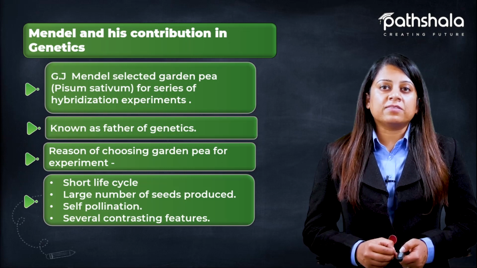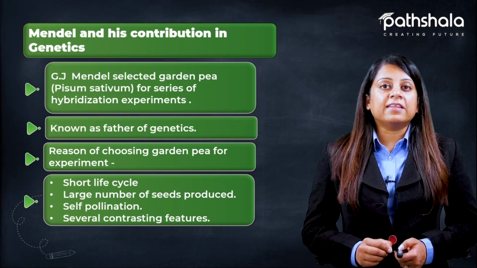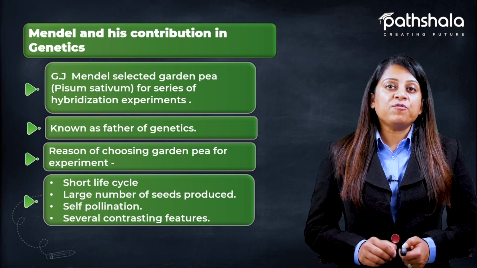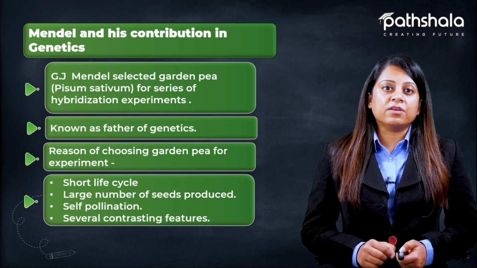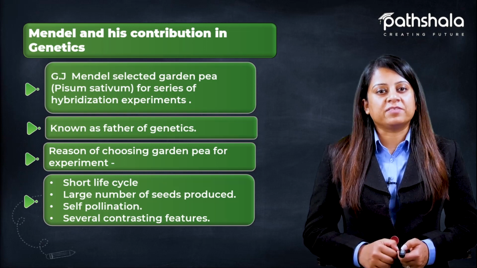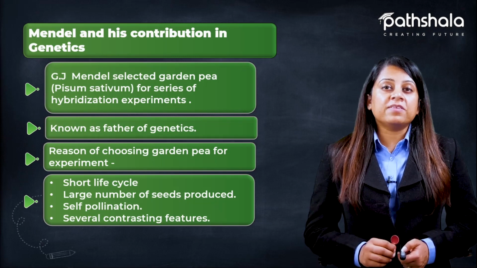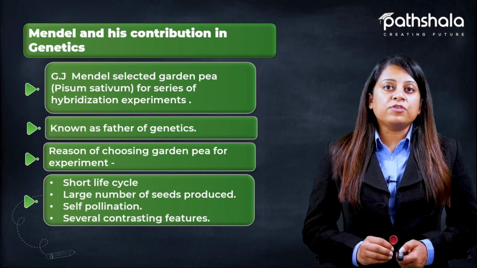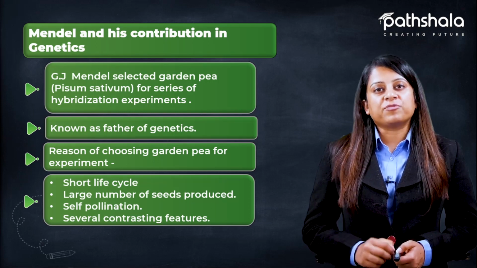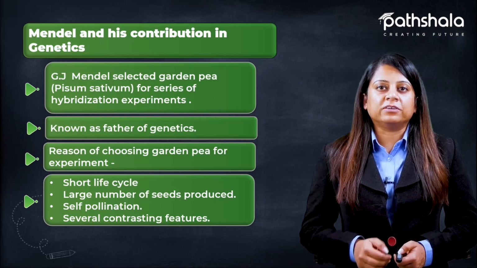Another reason is that it produces a large number of seeds. And next is that this plant is having bisexual flowers, and that's why self-pollination is another reason for selection of garden pea for his hybridization experiments. Last being, there are several contrasting features present in garden pea for which he selected this particular garden pea for his experimental studies. We will study about contrasting features further.